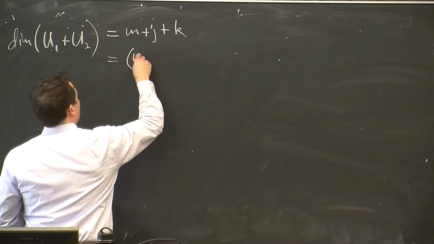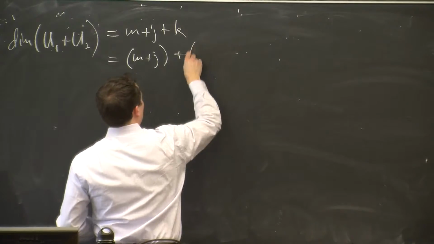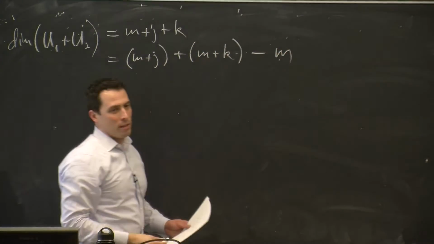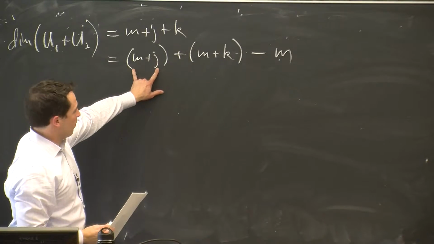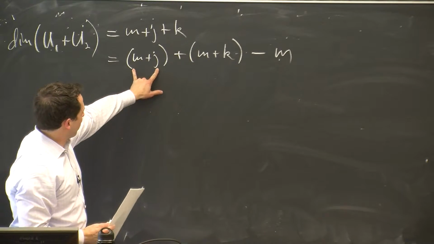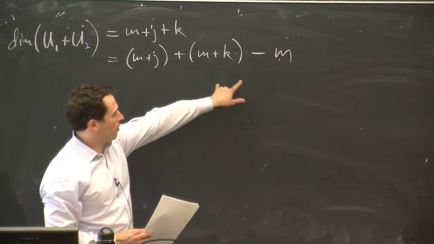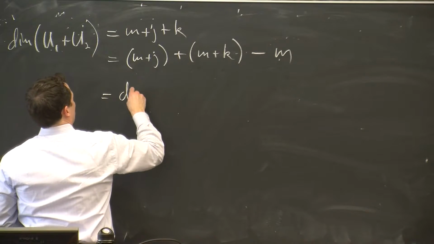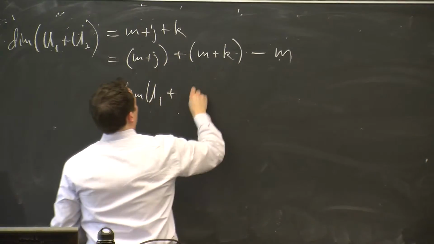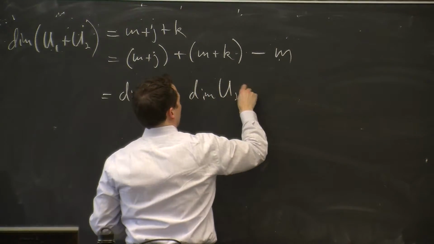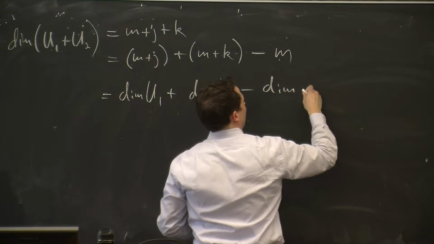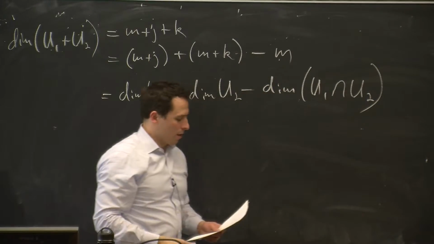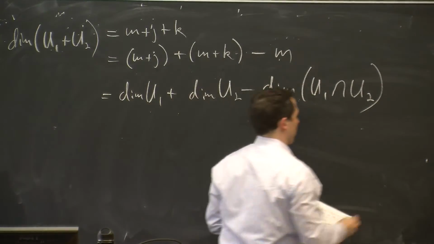which I can rewrite as m plus j plus m plus k minus m. This is to match up with the basis for U1. This is to match up with the basis for U2. And we've double counted m. That's the dimension of U1 plus the dimension of U2 minus the dimension of the intersection, U1 intersect U2, which is the basis we started with. Okay, so that proves that.